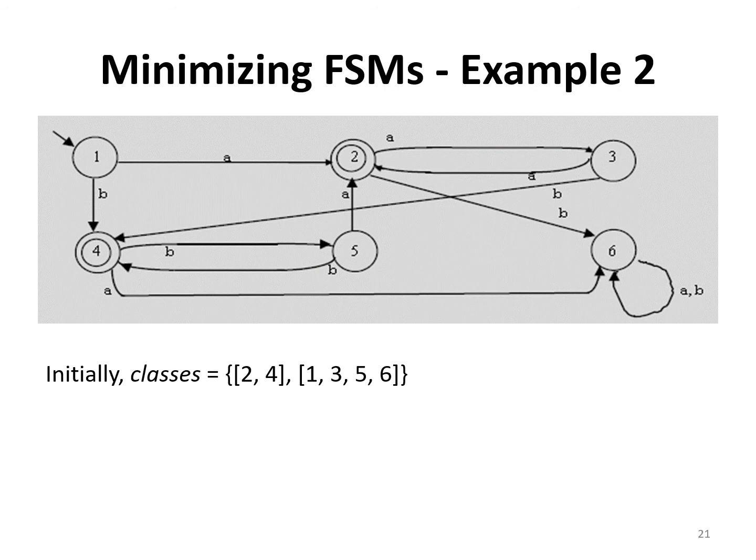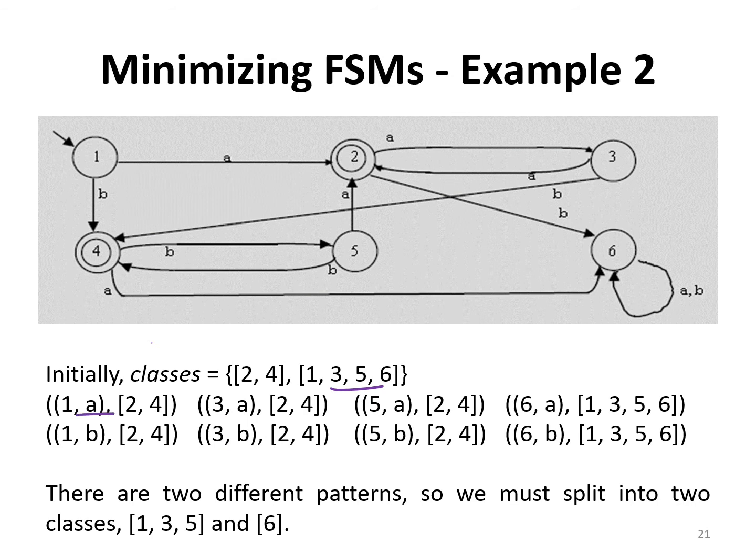Same way we have to check for 1, 3, 5, 6 class. 1a is going to state 2, 2 is in class 2, 4. 1b is going to state 4, which is in class 2, 4. 3a is going to state 2, which is in class 2, 4. 3b is going to state 4 in class 2, 4. 5a is going to state 2, which is in class 2, 4. 5b is going to state 4, which is in class 2, 4.